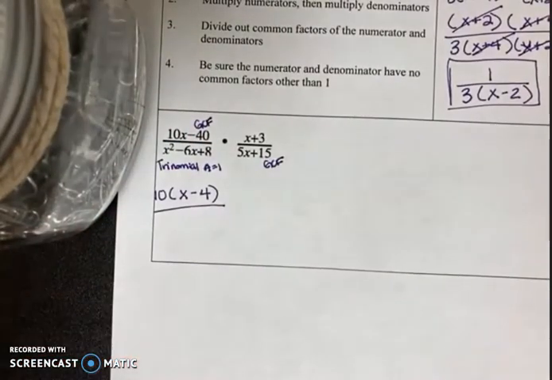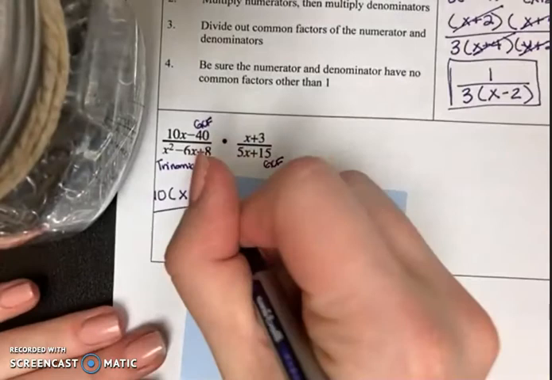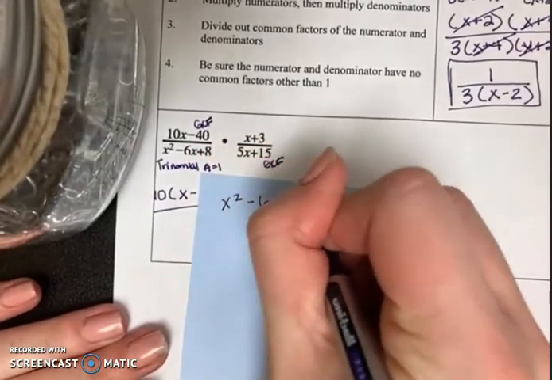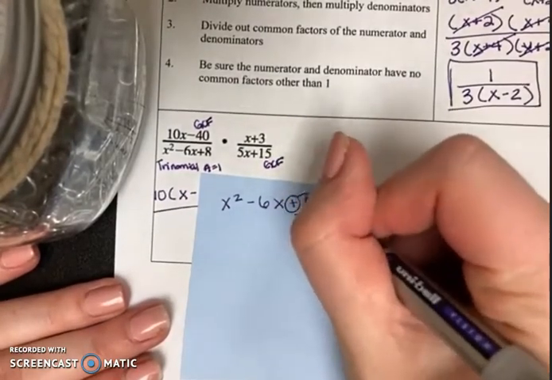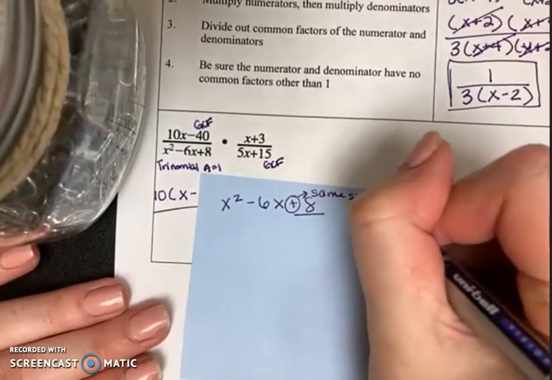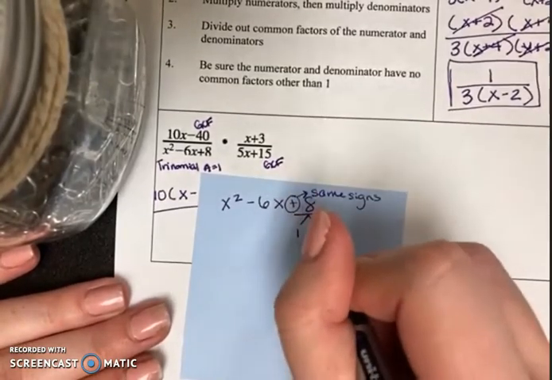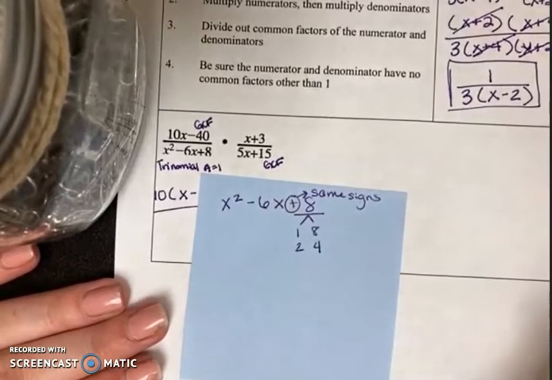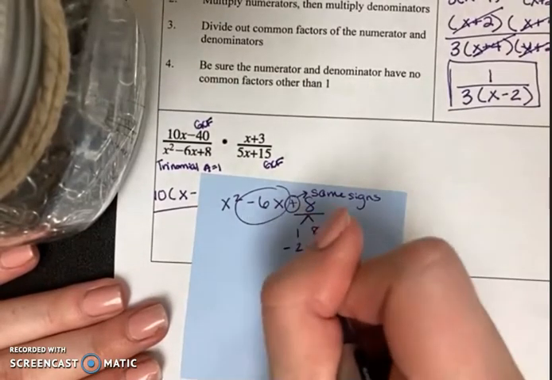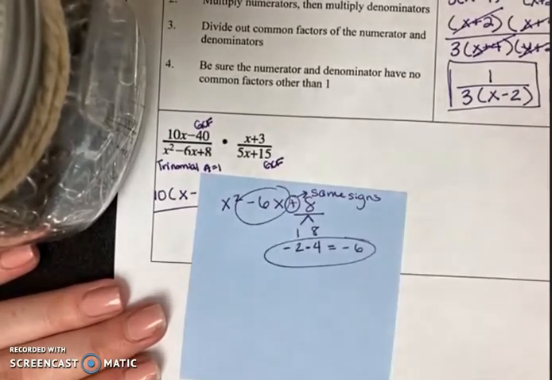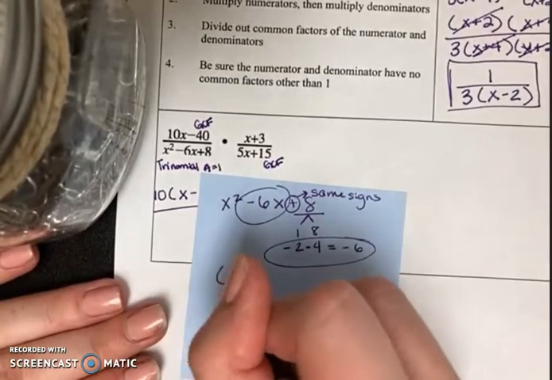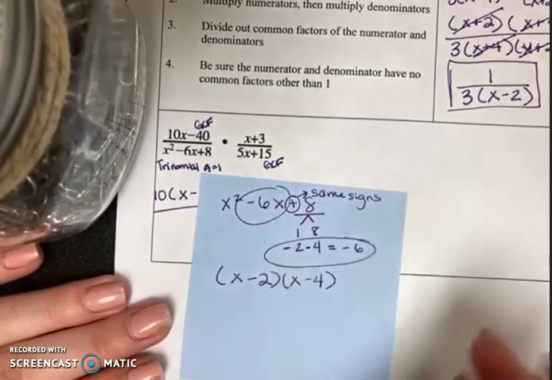The denominator of the first term I had mentioned is a trinomial where a equals 1. So we're going to use guess and check. If I have x squared minus 6x plus 8, I'm going to look at the factors of a positive 8. That positive means I'm using same signs, remember? So the factors are 1 and 8, 2 and 4. Using same signs, I need to get to a negative 6. So I'm going to put a -2 and a -4 to get a -6. That means my factored form is x minus 2, x minus 4.